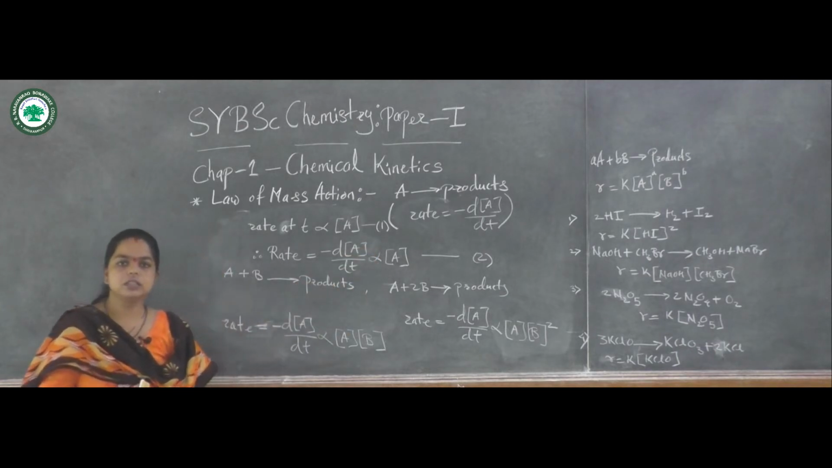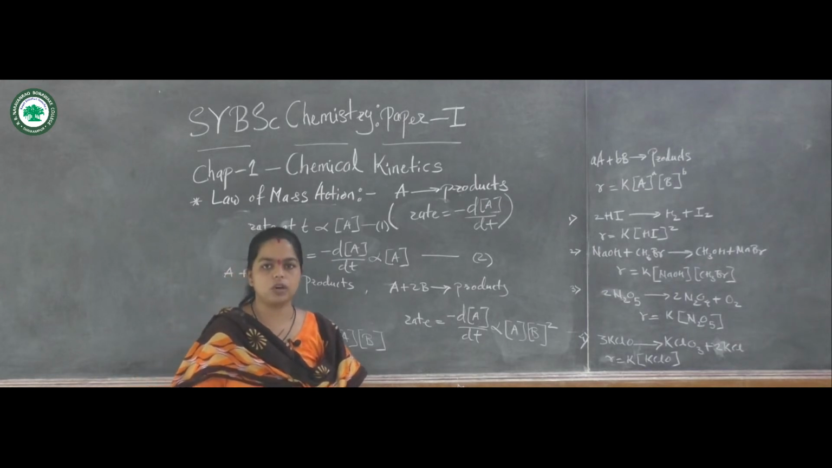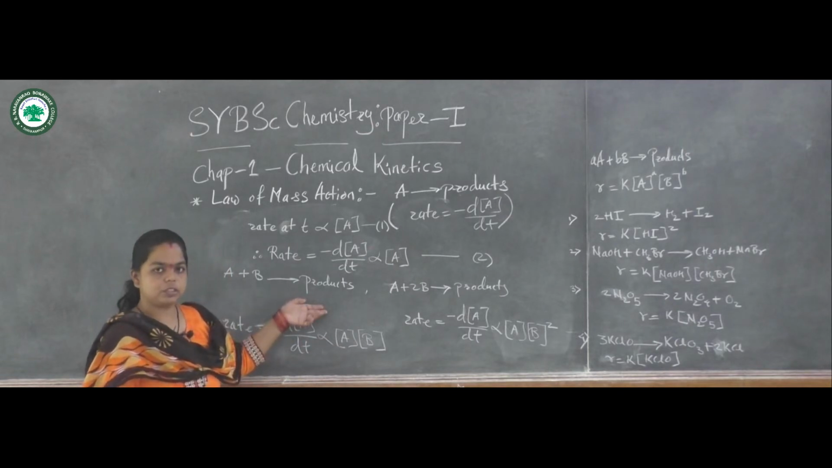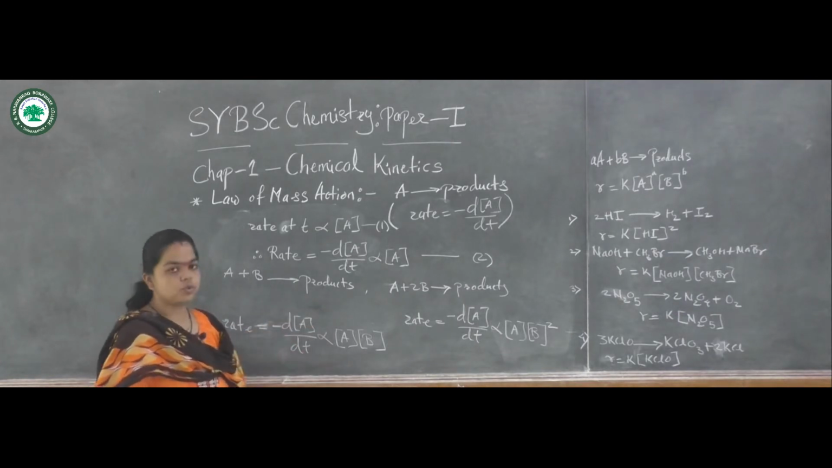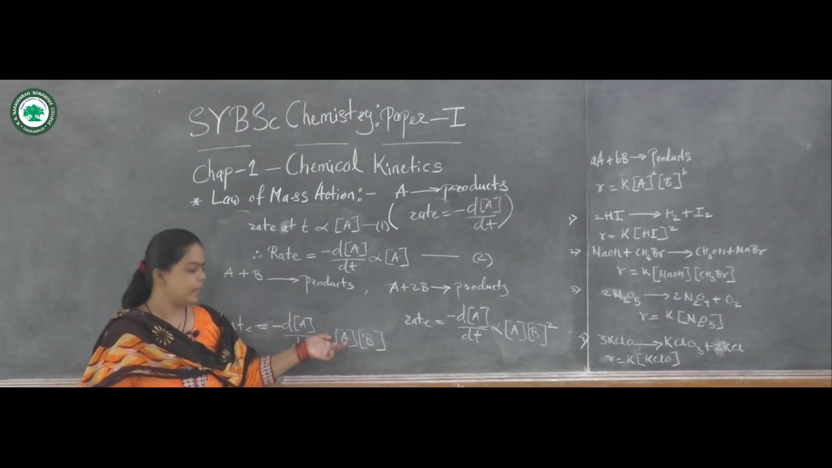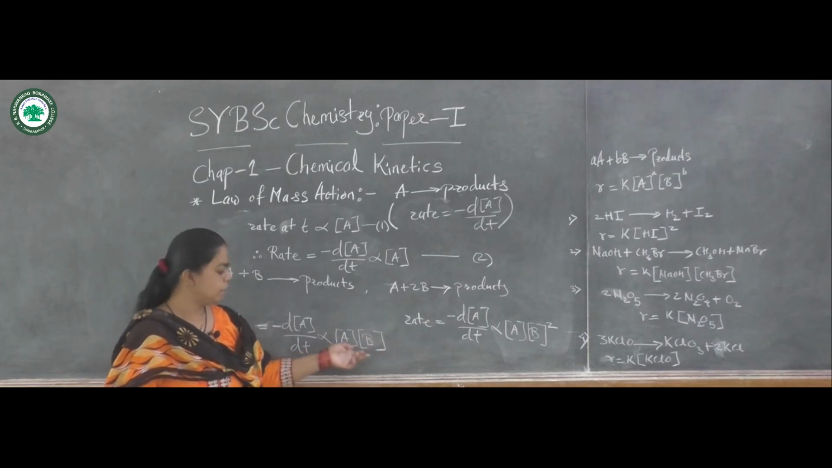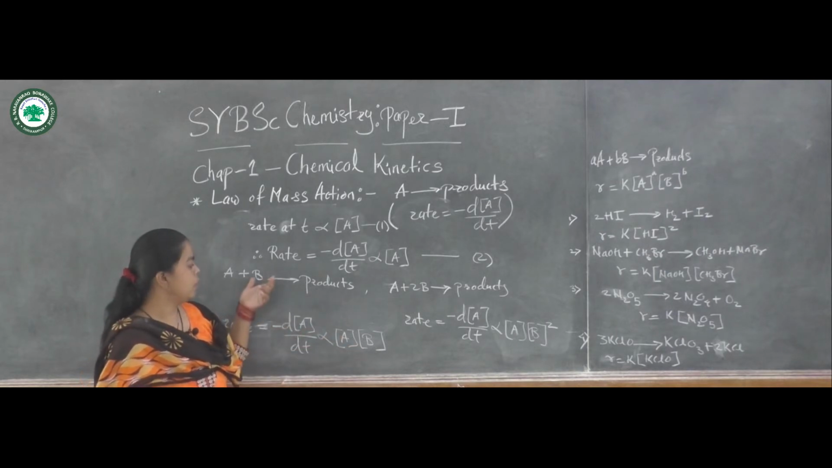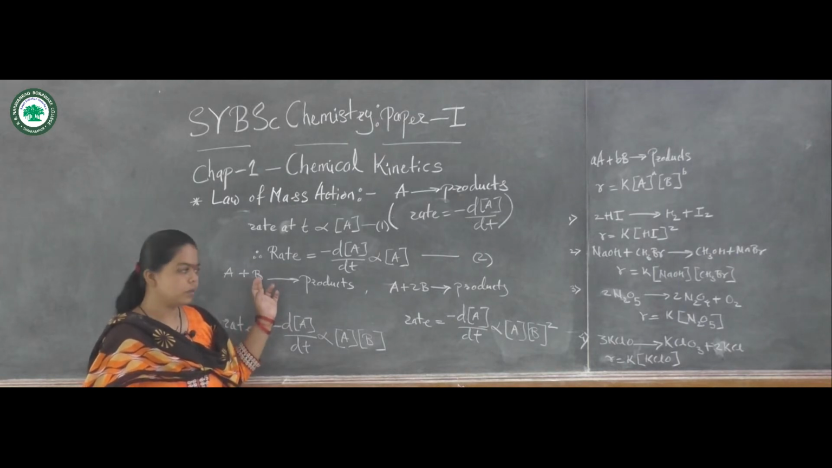If more than one reactant is involved in the reaction, we can consider the example A plus B gives product. From the law of mass action we can write the rate: rate equals minus d upon dt is directly proportional to the concentration of A and the concentration of B. Here the exponent powers are 1 for A and 1 for B. It is a simple reaction, and here no stoichiometric coefficient is involved. It is 1 for A, 1 for B.